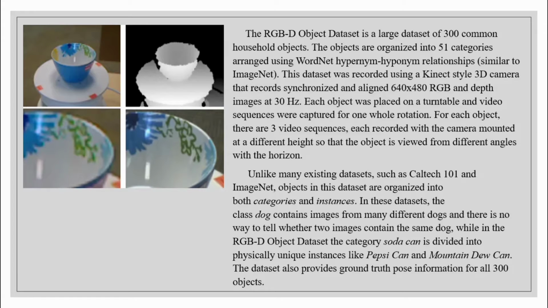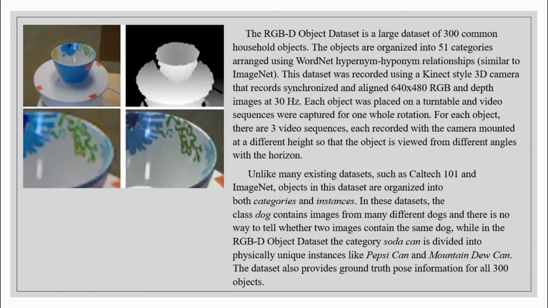In this image, each RGB-D frame consists of an RGB image, the left image, and the corresponding depth image, the right image. The bottom image is a zoom-in of a portion of the bowl showing the difference between the image resolution of the RGB-D camera and the Point Grey Grasshopper. The RGB-D object dataset is a large dataset of 300 common household objects. The objects are organized into 51 categories arranged using WordNet hypernym or hyponym relationships.